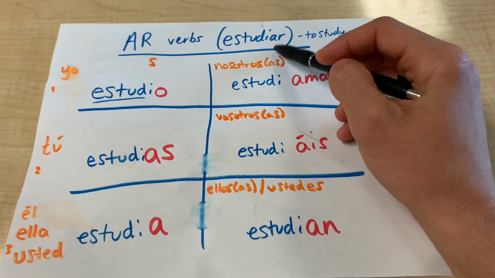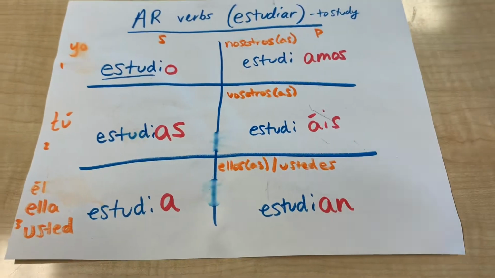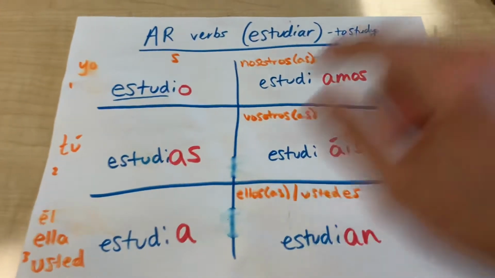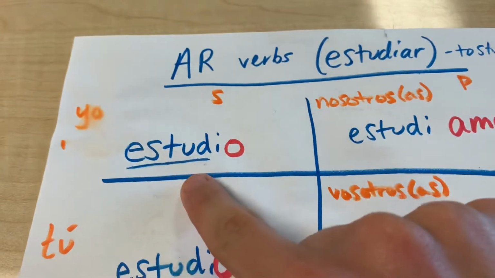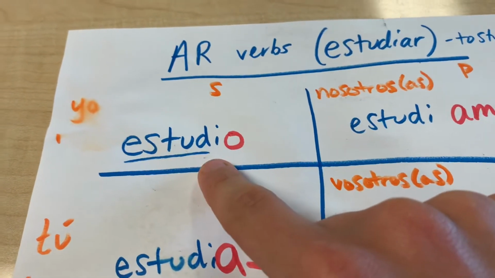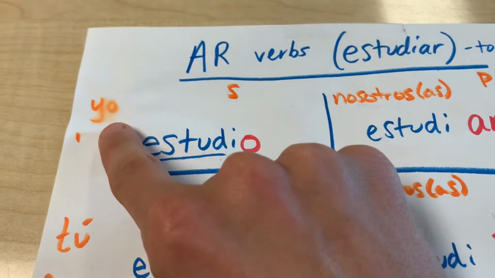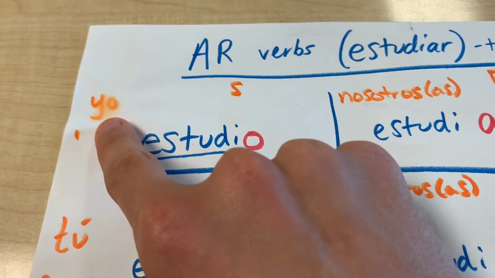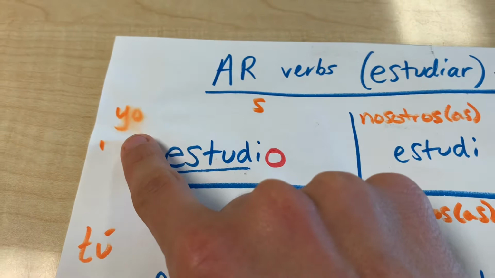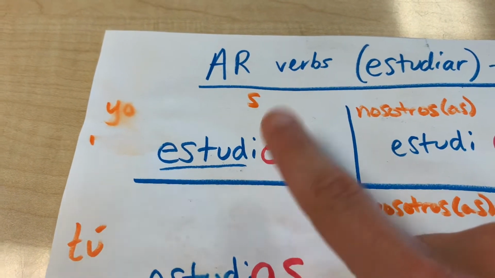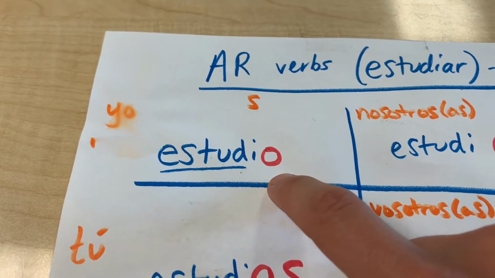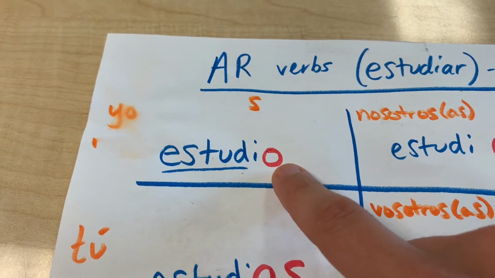We replace the AR with those to tell who is the person doing the action, right? So, for example, if I want to say I study, I could say yo estudio. Or I could simply say estudio. I don't even need the yo. I could use the yo for clarification. In this instance, though, it wouldn't be a clarification because an O ending for an AR verb is always going to be in the present tense, it's always going to be the yo form, right?